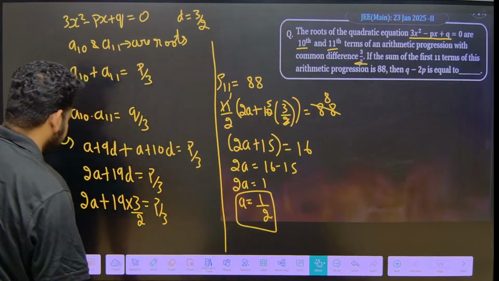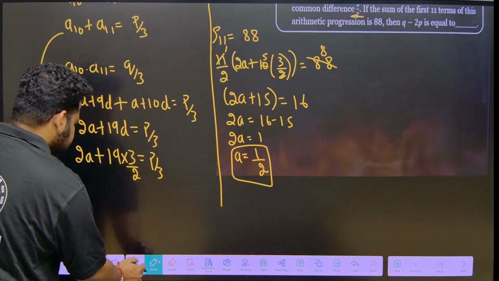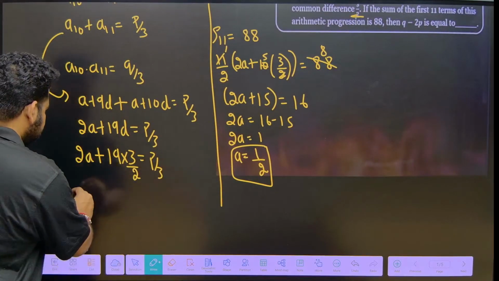So I got the value of a. Now I can find the value of p because I got the value of a equal to 1 by 2.